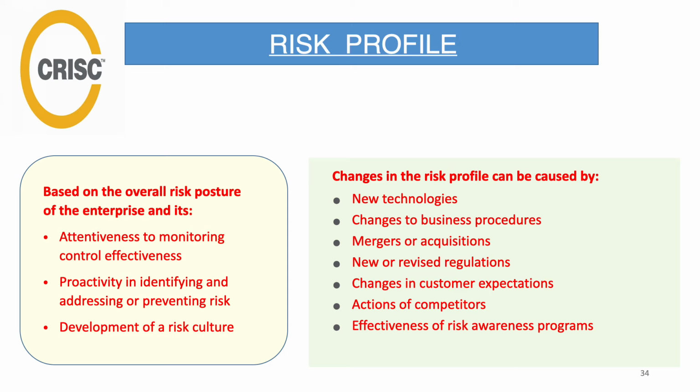Numerous variables, as shown, such as new technology, changes to business practices, mergers and acquisitions, new or amended rules, changes in customer expectations or competitor actions, and effectiveness of risk awareness programs may cause the change in the risk profile, right? Risk as it occurs at the level of individual systems, facilities, and processes produces risk at the organizational level, right? Similar to health and safety and information security, an organization's risk posture may be impacted by the ripple consequences of seemingly insignificant activities.